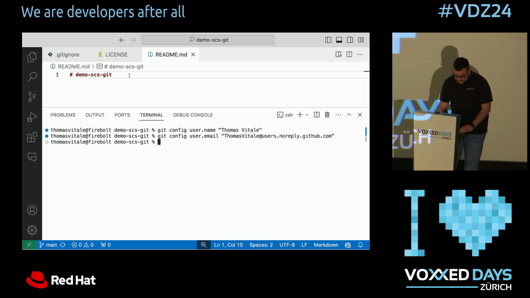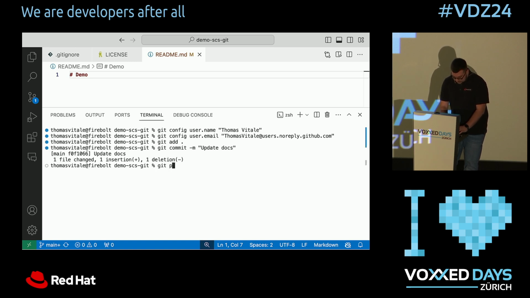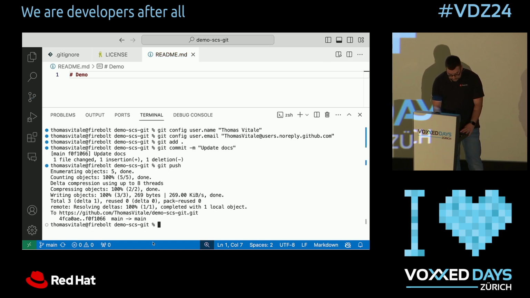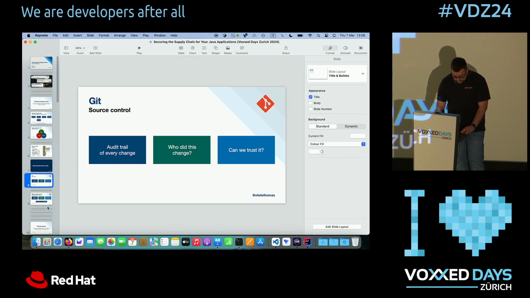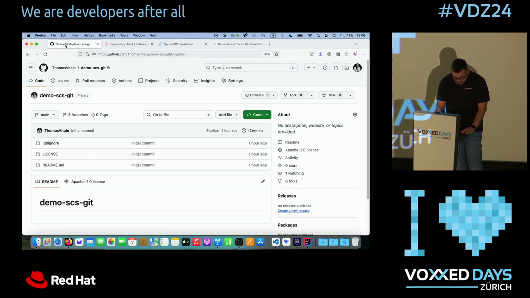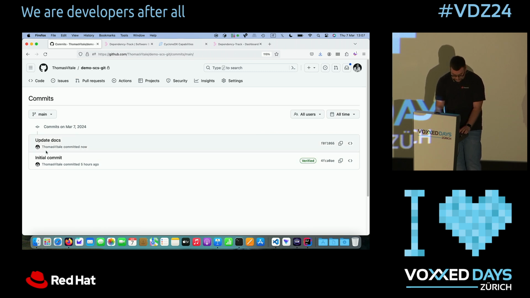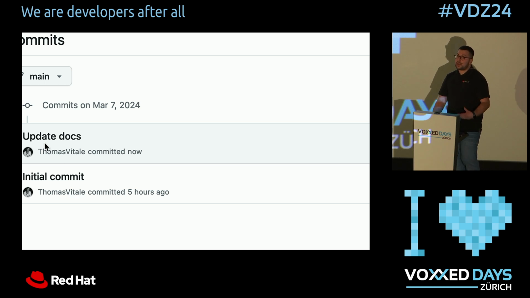And now I can make some changes. This is a demo. And then I can say git add and git commit. We do this every day, right? So there's nothing special there. Update docs and push. And now if I check the Git repository on GitHub, I can get this audit trail. So I can see here there is my commit, committed now by me, since I specified that it was me.